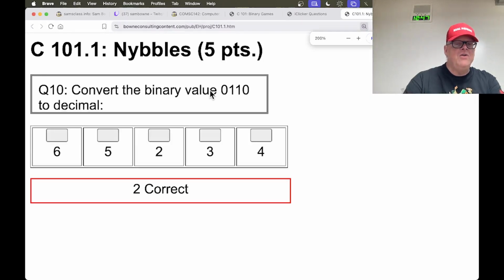That's what you do. You count across the digits. The one on the right is the number of 1s, so there are none of them. The next one is the number of 2s, so there's 1, 2. The next one is the number of 4s. So there's a 2 and a 4, and nothing else. 6. Yeah, that's it. You just add them up, so that's 6.